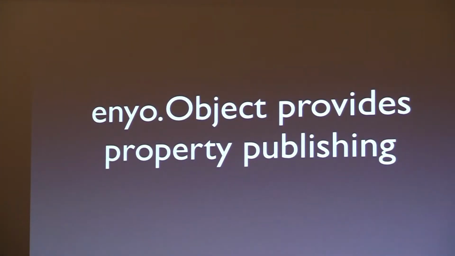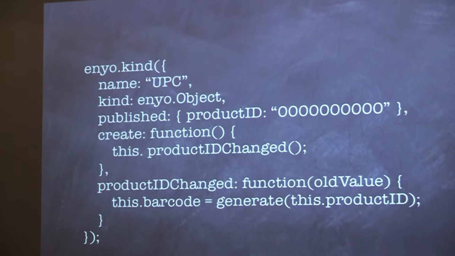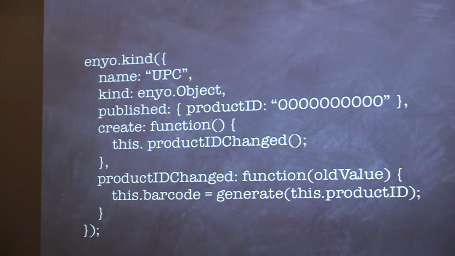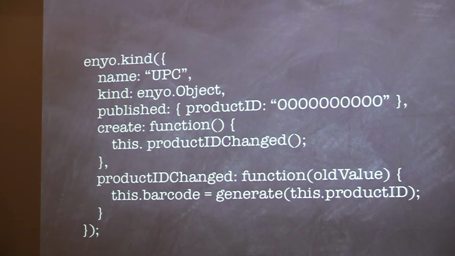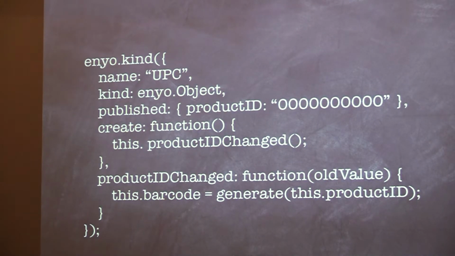So, Enyo.kind is devoted to doing inheritance and creating constructors. Now, any object system needs a good base, and so that's where Enyo object comes in. This provides property publishing. So what we have here, I'm just creating another kind. I'm basing it on the Enyo object kind, and I'm calling it UPC. This is going to be a UPC code type object. And then I have this array published, and in it I provide a product ID variable. Now the idea is that anything you put in published is considered a published property. That means that when we create this object, we automatically create a set, a get, and a changed method for this. So I'm defining product ID changed here.